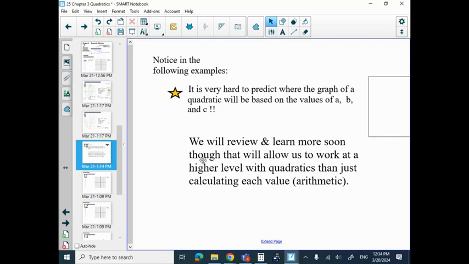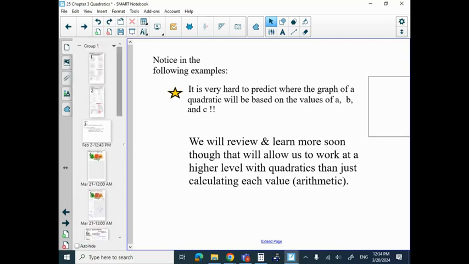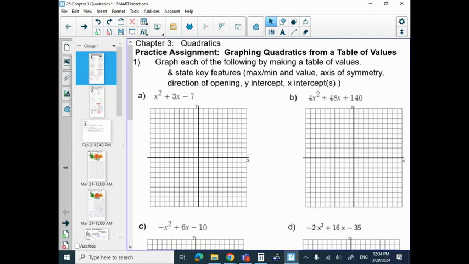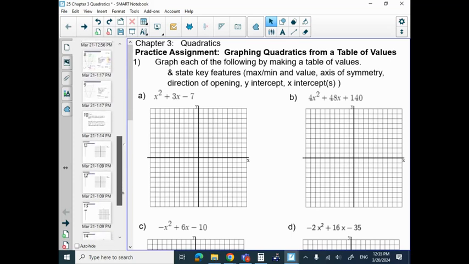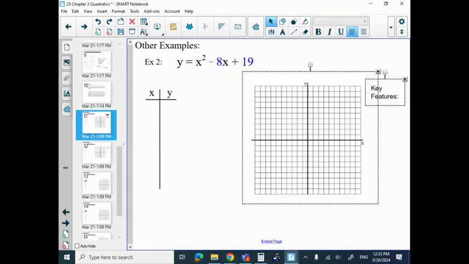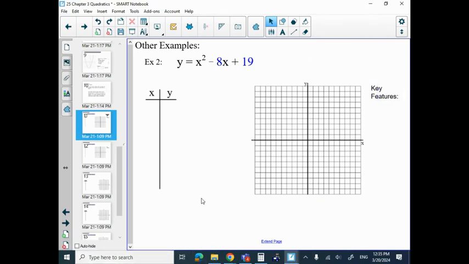All right. So the name of the game for the rest of the assignment when you go to do it is what I'm going to do in the next example. So for A and for B and for C and so on, I want you to make a table of values like we're going to do here, and graph the equation. And then after that, you're going to be able to identify the key features of the shape that gets graphed. Okay, so let's go through this one.